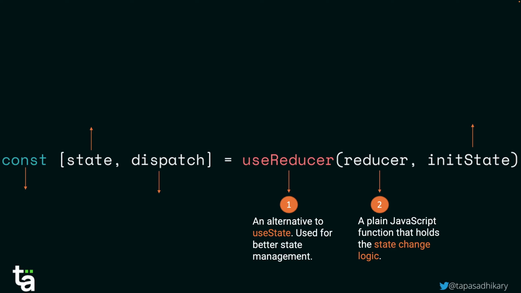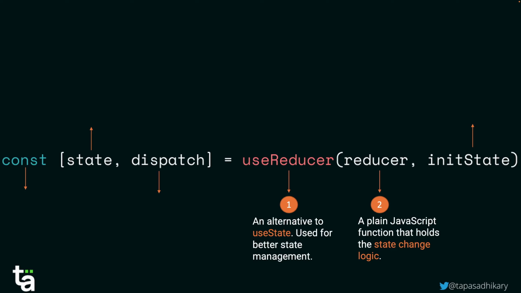Now the reducer is basically a plain JavaScript function that holds the state change logic. So if you've seen with useState, our state change logic was completely spread inside the component. But what useReducer forces us to do is take all the state change logic into one function or one file. That is what we're calling the reducer.